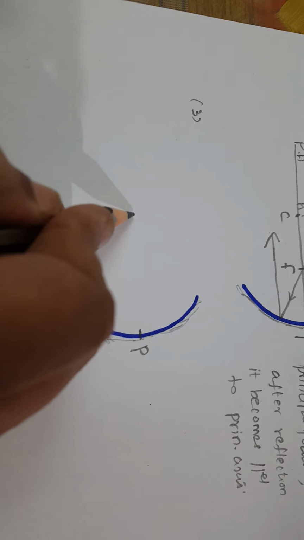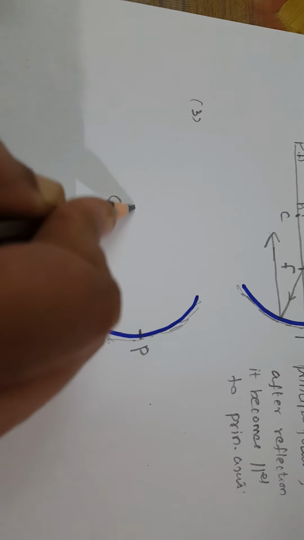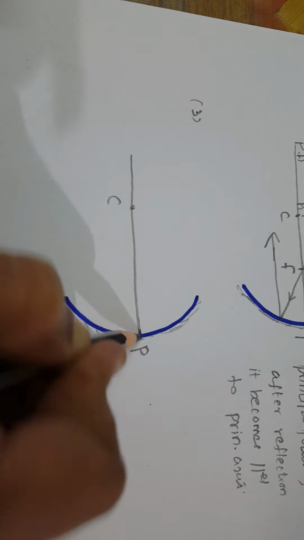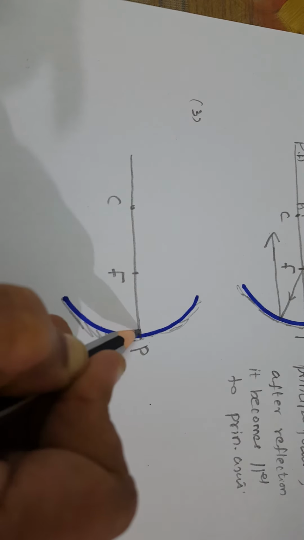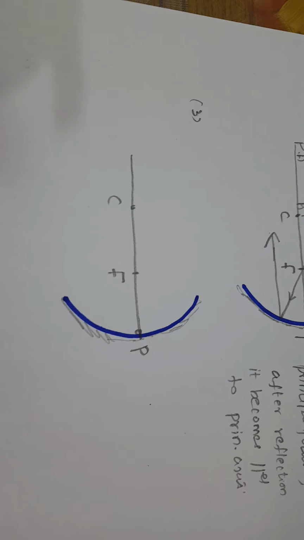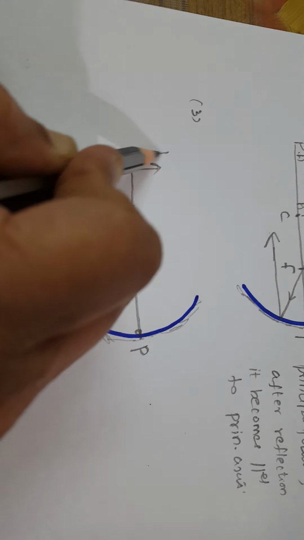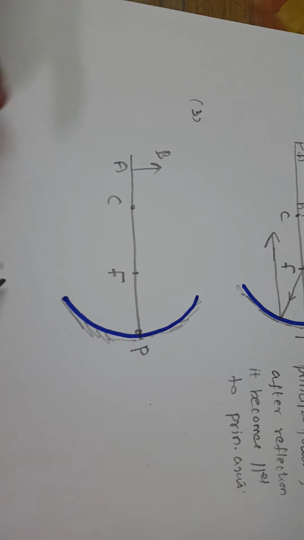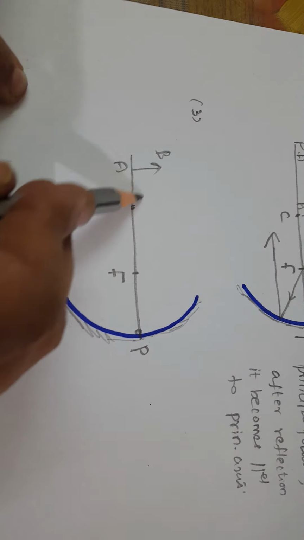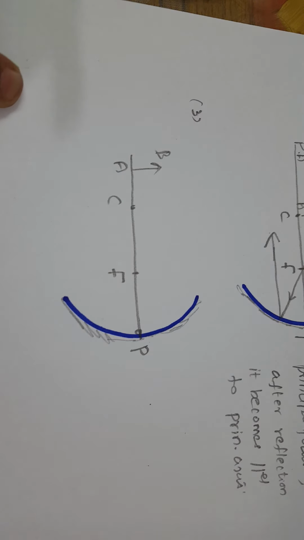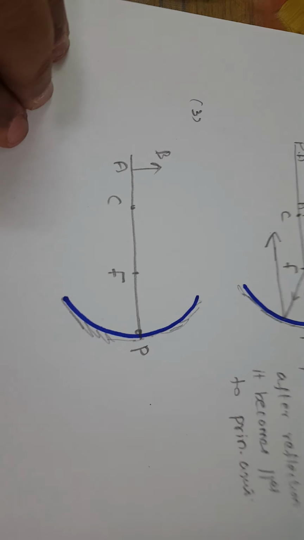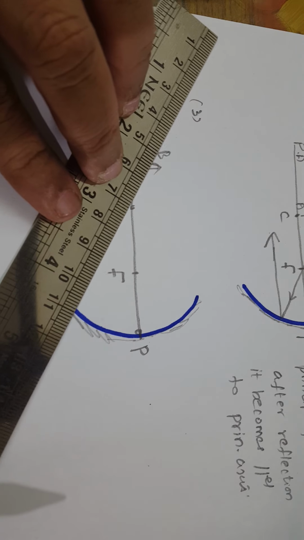Pole of the mirror, center of curvature, principal axis, this is the focus, right? Now the third rule is: AB is the object, right? A light ray, when it passes through the center of curvature, will retrace its path, okay?